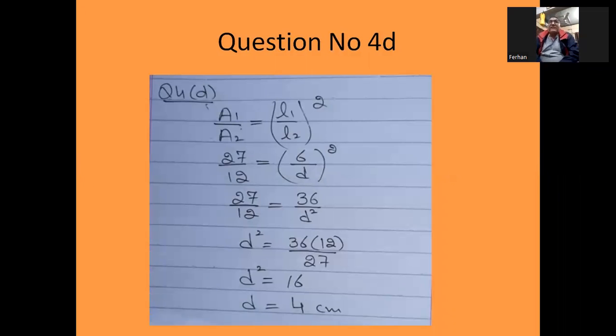So the area 1 by area 2 is equal to the length 1 by length 2 whole square. So area 1 is 27, area 2 is 12, equal to 6 by D whole square. So you will have 27 divided by 12 equals 36 divided by D square. So D square will be equal to 36 multiplied by 12 divided by 27. So you get D square equals 16. So take square root on both the sides. So D will be equal to 4 centimeters. So that is how you do question number 4 and its D part.